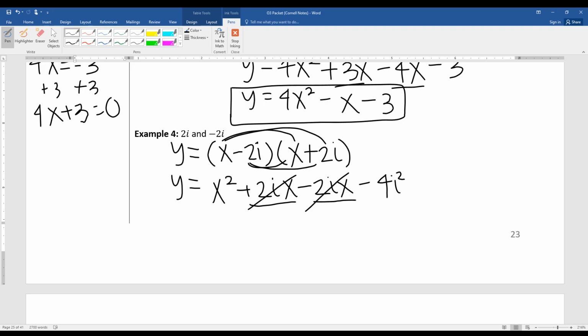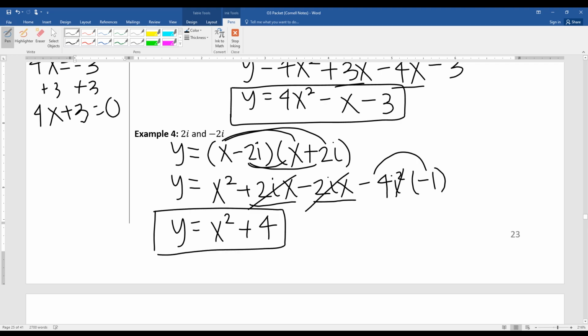I can also do some work here with this i squared. We've always said that i squared is equal to -1, so I'm going to cross off that i squared, change it into a -1. From here, that -1 is multiplying with the -4. So my x squared isn't changing, but a -4 times a -1 makes this a +4. At this point, I would look for like terms. It doesn't look like I have any. I am in standard form, so this is my final answer.